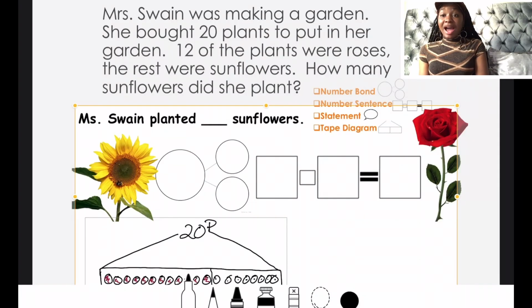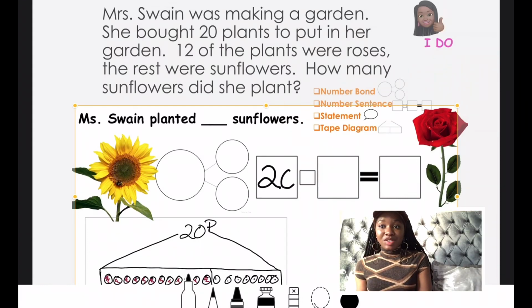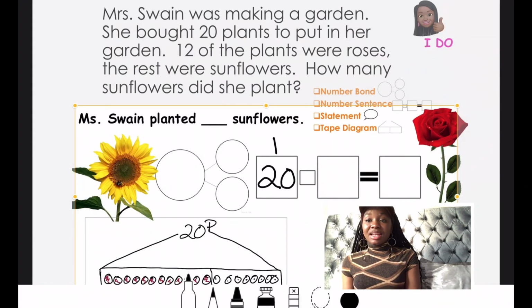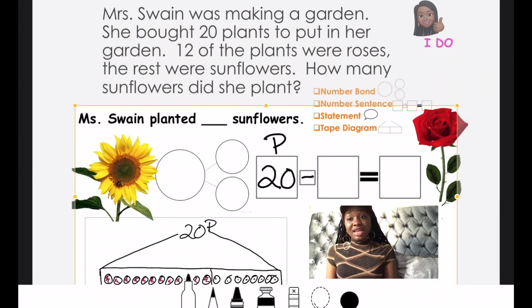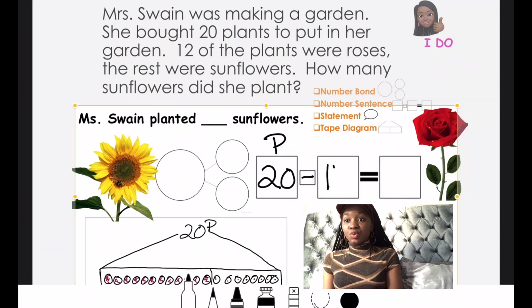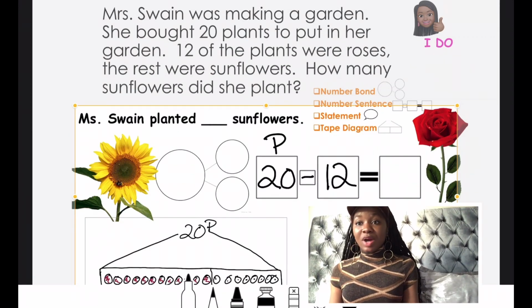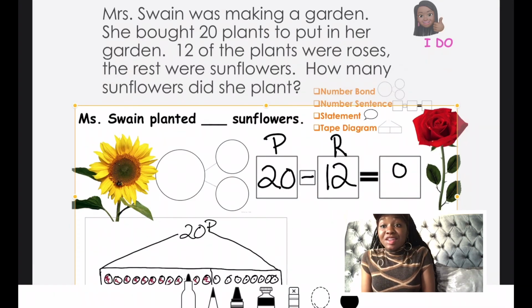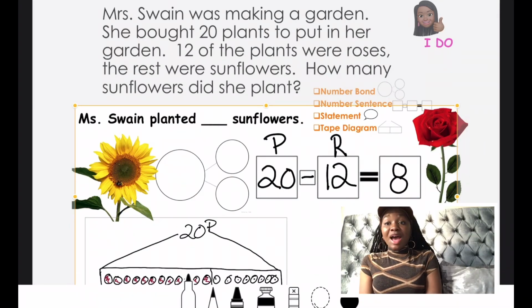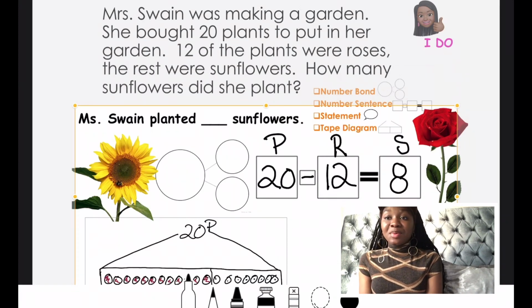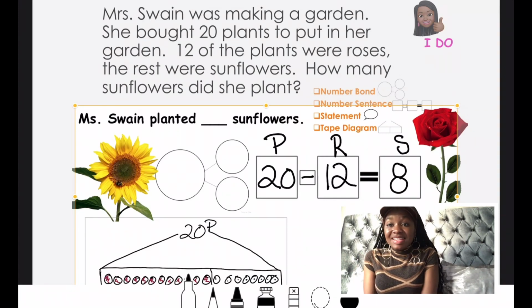Alright, first graders, I'm going to start with a number sentence. I know Miss Swain had 20 plants all together. I'm going to write 20 and label it P for plants. Remember, we are taking apart, so that means we are subtracting. 12 of those plants were roses. 20 minus 12 equals how many sunflowers? 20 minus 12 equals 8. So I'm going to write 8 and label it S to represent 8 sunflowers.